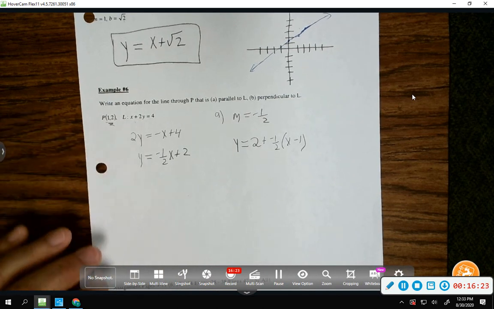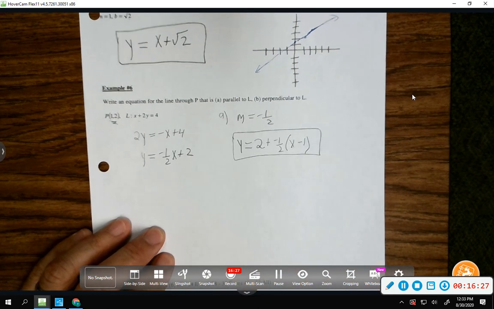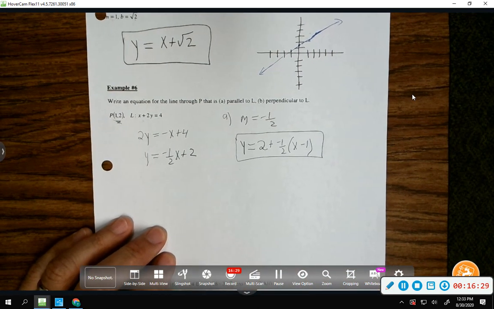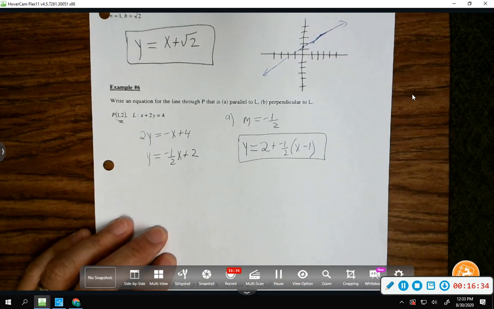Okay? That's good enough, unless I specifically ask for slope-intercept form. Just leave it this way. You don't have to add it. It's right there. Done. Just plug it in.